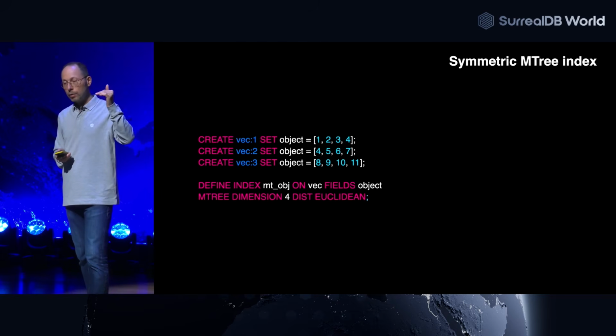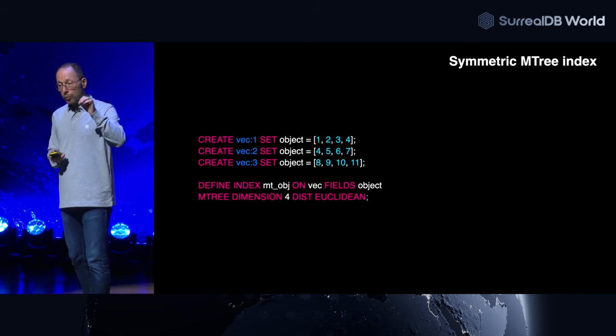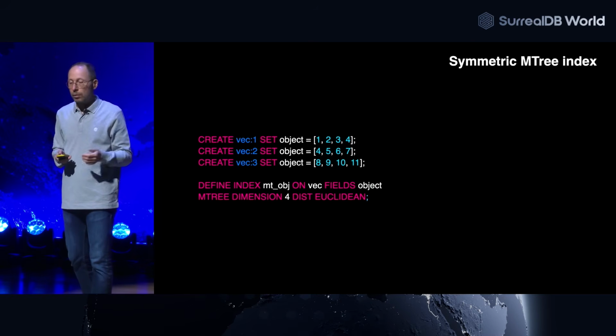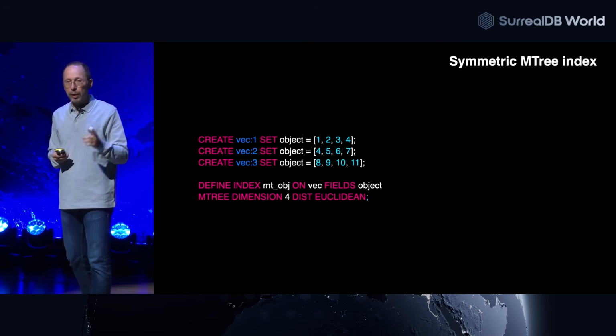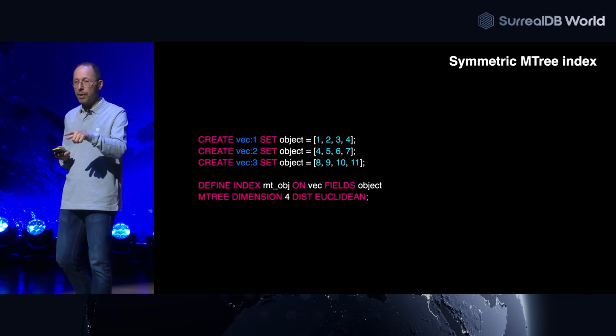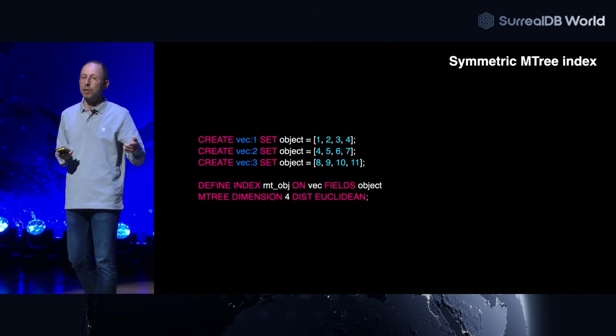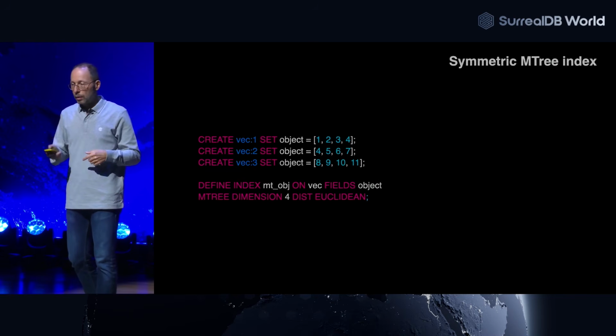So here is an example of how it works. You create vectors in your database, and you define your index as usual: the name of the index, on vec, which is the name of the table, the fields object, and then you say M-tree, because you know that you are going to use M-tree. I will explain why afterwards. Then the dimension of your vector, because we need to know that in the beginning, and which distance you are applying. Of course, every distance and similarity we have seen before can be there. So your index is able to work with any of the distance or similarity functions that you have seen just before.